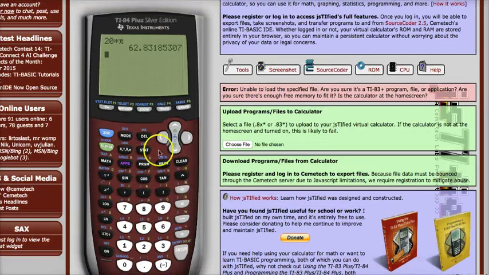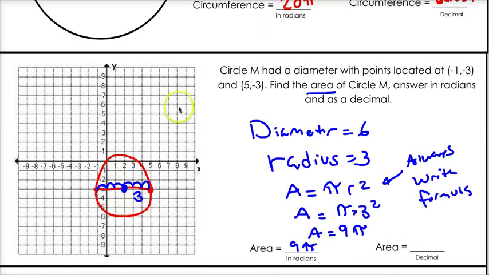Try it with me. Clear this out. This is 9 pi. And we get 28.274. Once again, if it asks for it in the hundredths, we can just knock that off.